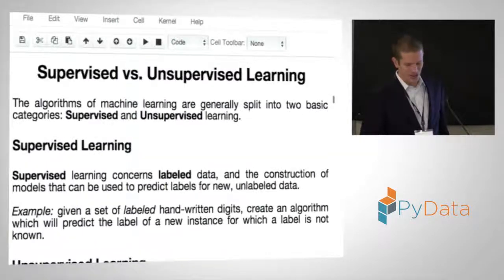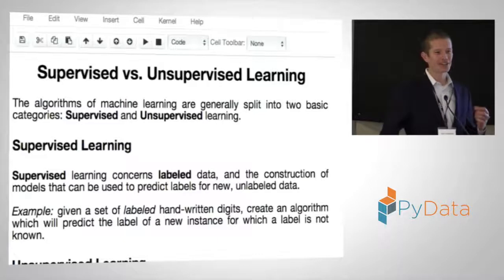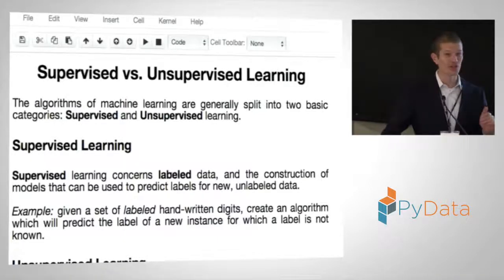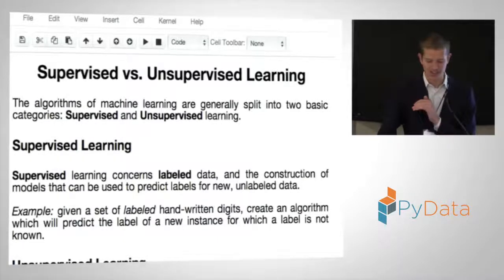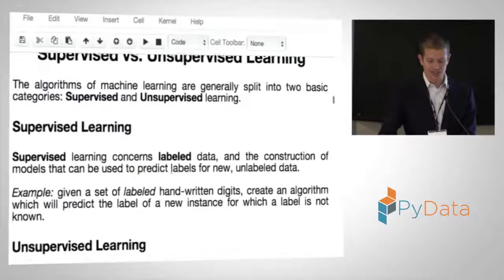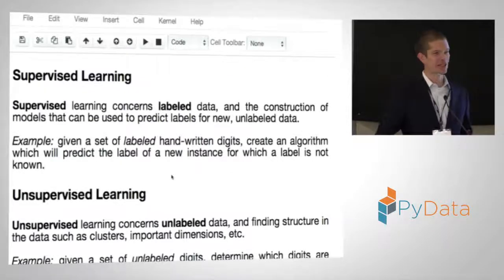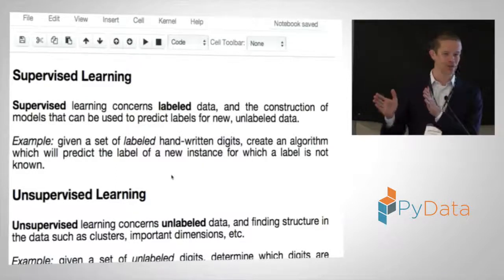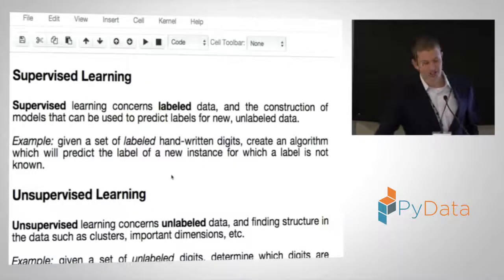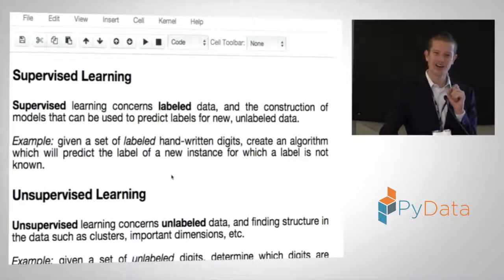Awesome. So as we get into this, we'll talk about the two main categories of machine learning, which are supervised and unsupervised learning. Supervised learning basically concerns labeled data. So when you hear supervised, think labeled. With labeled data, what you're training your algorithm to do is, based on a training set that has labels, predict labels for a test set that doesn't have labels.